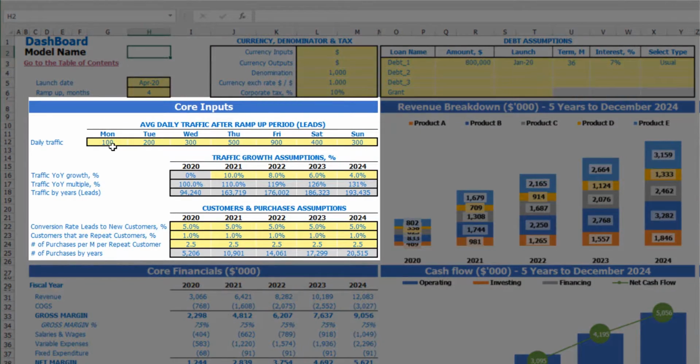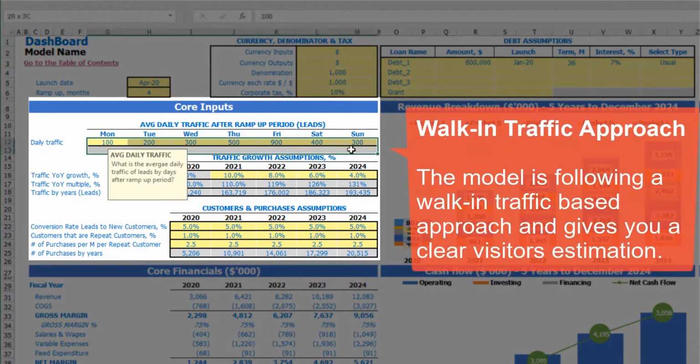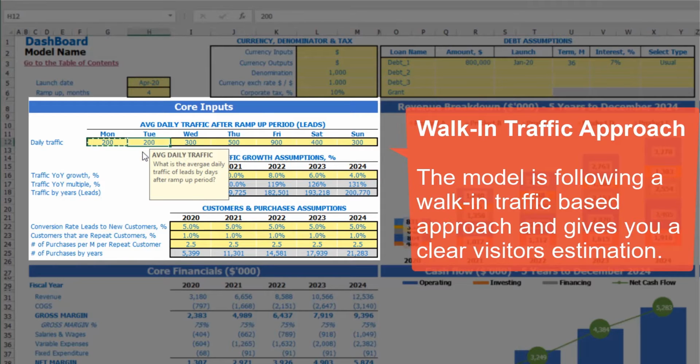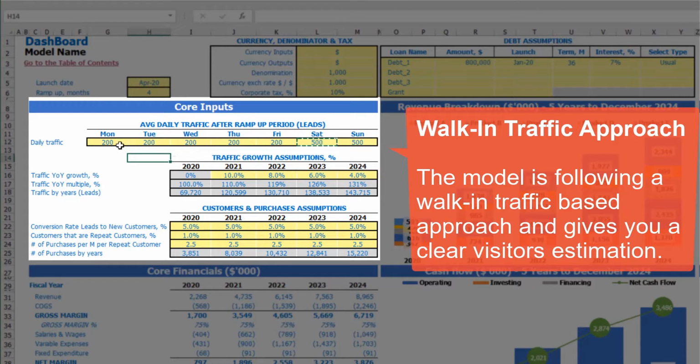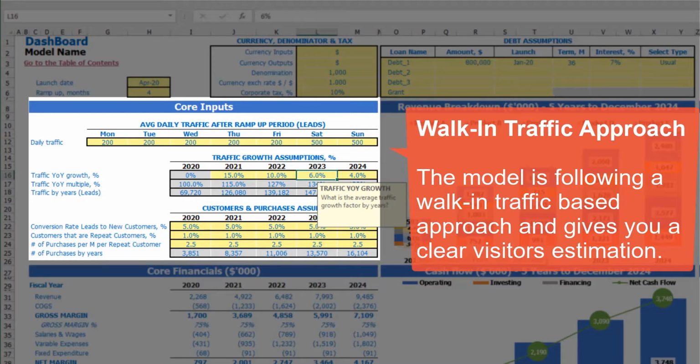Under core inputs, you can input daily traffic by weekdays. So for example, starting from Monday to Friday you'll have 200 leads, and on Saturday and Sunday, for example, 500 leads. And you can input it for the first year, which is 2020, and going forward you can set up some growth for this traffic. For example, in 21 it will be 15%, then 10%, then 5%, and 3%.